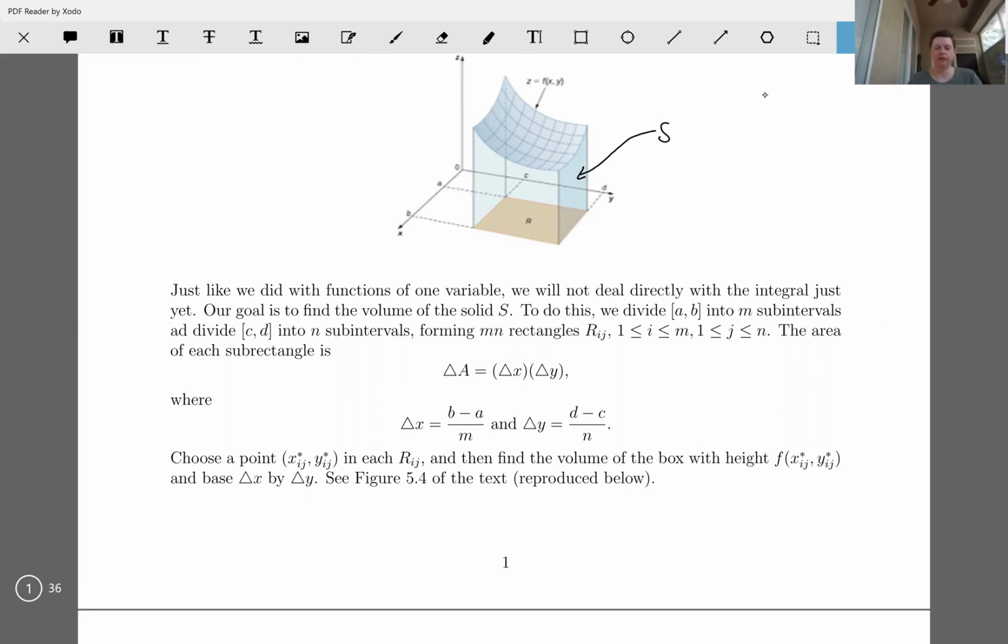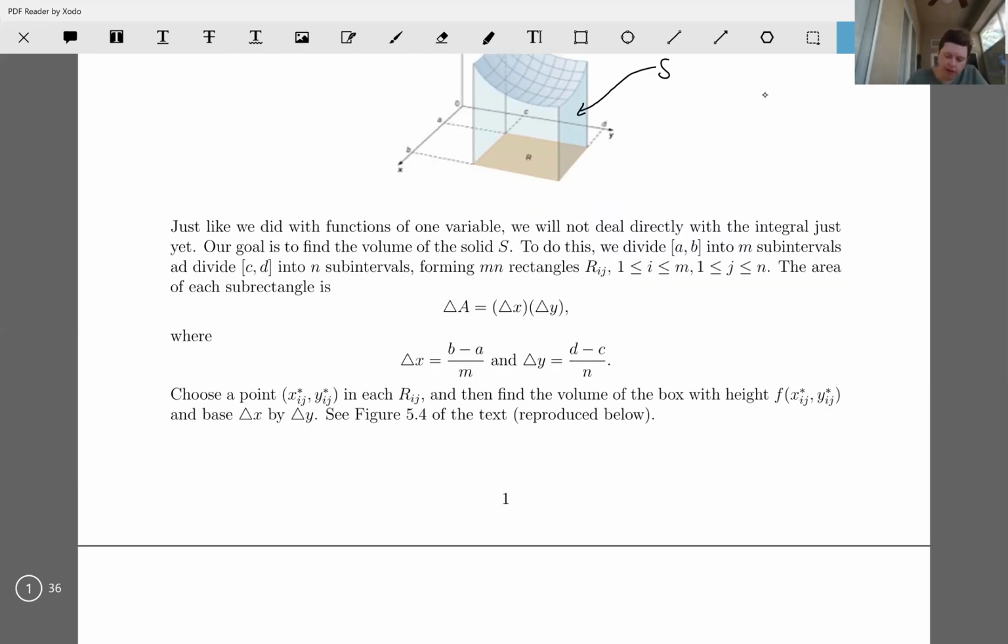The area of each subrectangle, delta A, is the product of delta x and delta y, where delta x is the difference between adjoining x points, and that's b minus a all divided by m, and delta y is the difference between adjacent y grid points, and that's d minus c all divided by n. Right, so again, delta x is x sub i minus x sub i minus 1. Delta y is y sub j minus y sub j minus 1.